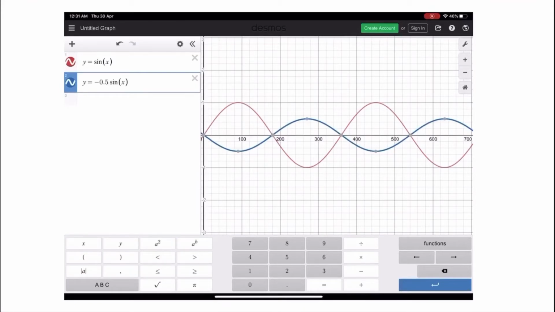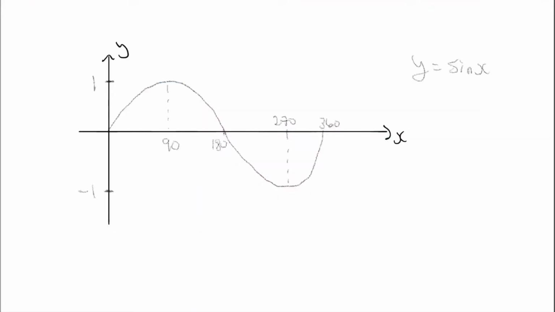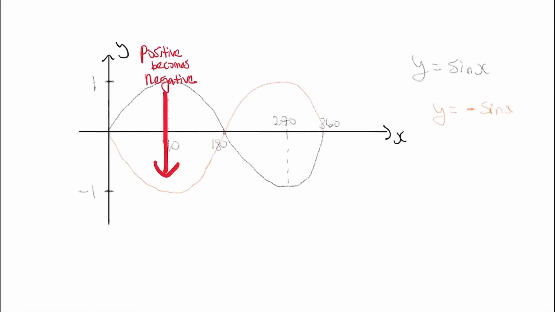So if this is our basic sine graph, if I were to draw a negative sin x, the graph will be flipped upside down like that. So that's what the negative does. It flips the curve upside down. The negative basically makes all the positive become negative, and all the negative become positive. So that's what the negative sign does.